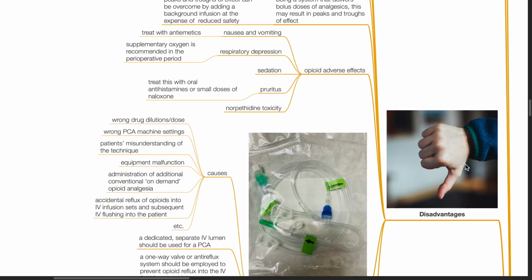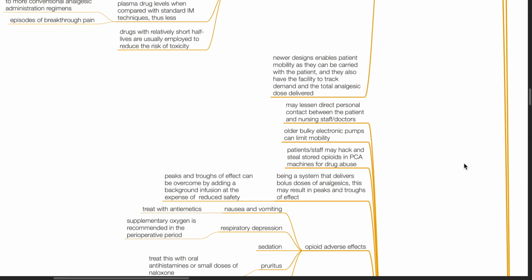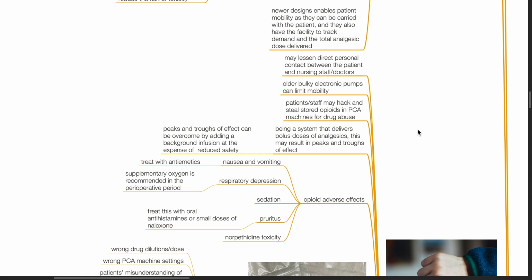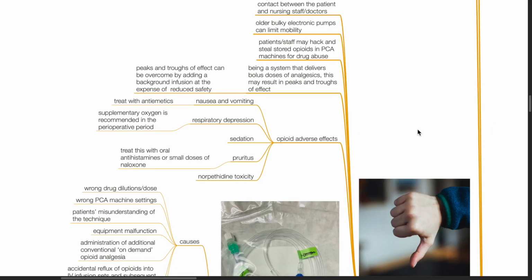Disadvantages of PCAs: it may lessen direct personal contact between the patient and nursing staff or doctors. Older bulky electronic pumps can limit mobility. Patients or staff may hack and steal stored opioids in PCA machines for drug abuse. Being a system that delivers bolus doses of analgesics, this may result in peaks and troughs of effect. These effects can be overcome by adding a background infusion at the expense of reduced safety.